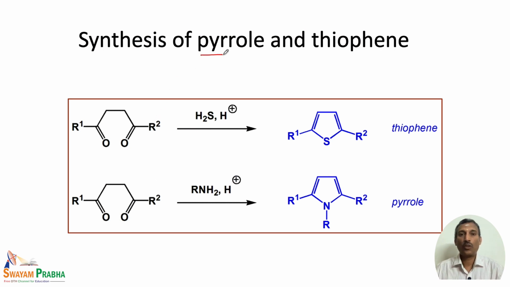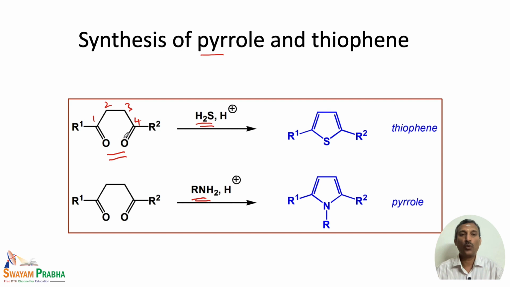So, let us look at the next type of reaction, which is the synthesis of pyrrole and thiophene. The same starting material, that is the 1,4-dicarbonyl compound, when treated with hydrogen sulfide or with a primary amine. So, these are the two different starting materials which undergo reactions separately.